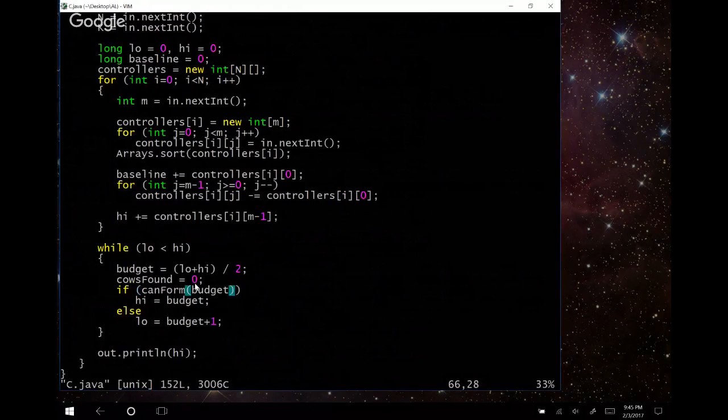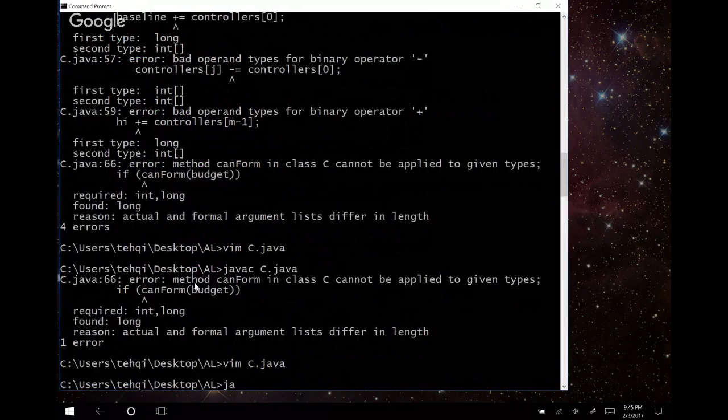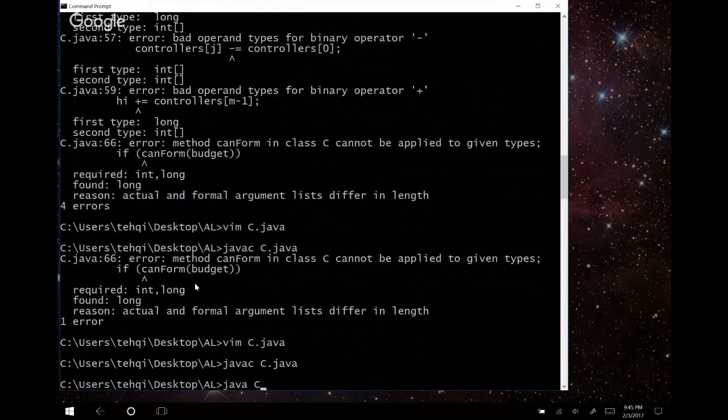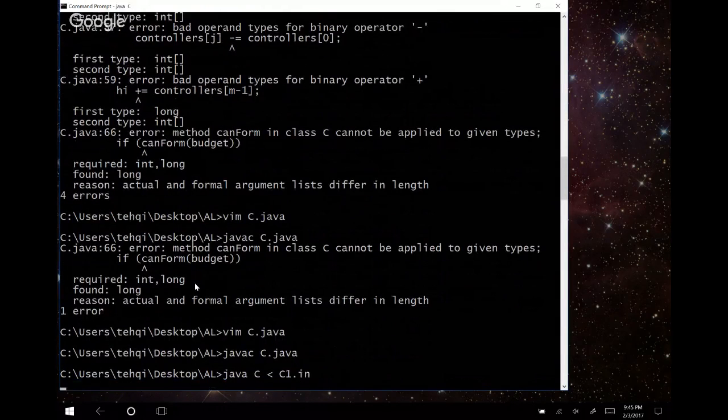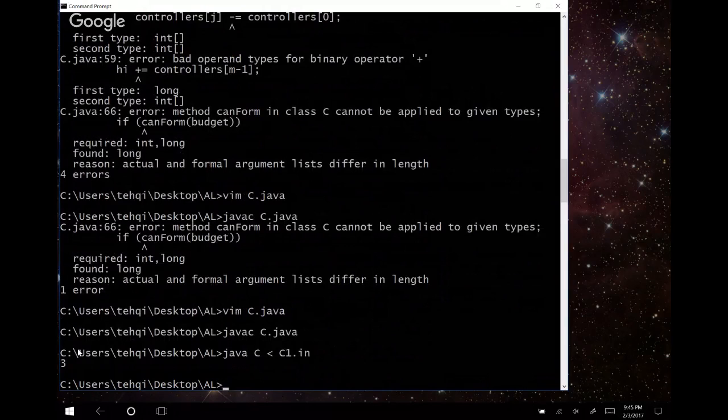Yeah, and I'm searching from 0, 0. So I'm basically asking myself the question, can I form K cows given this amount? And then find high. So for the sample for this problem, the most expensive cow I can form costs 3 once I normalize it.